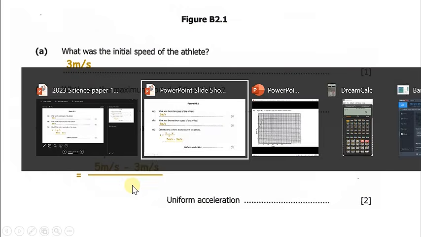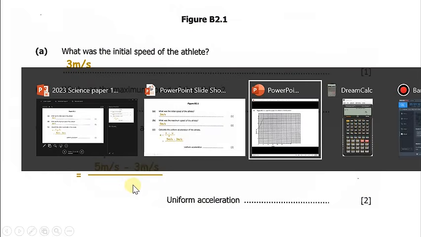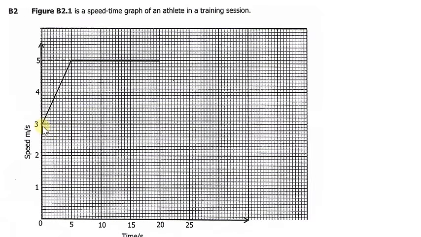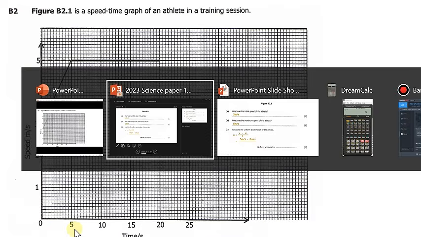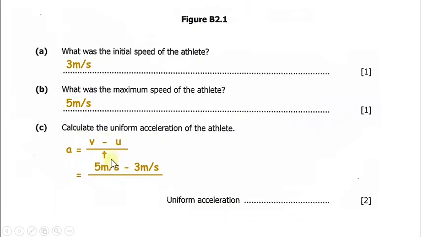So we'll go back to find our time. The time now will be the time between 3 and 5, where he reached maximum. From here where 3 is to here where 5 is, the time is 5 seconds. So we'll say time here is 5 seconds. Then 5 minus 3, which is 2, then divided by 5.